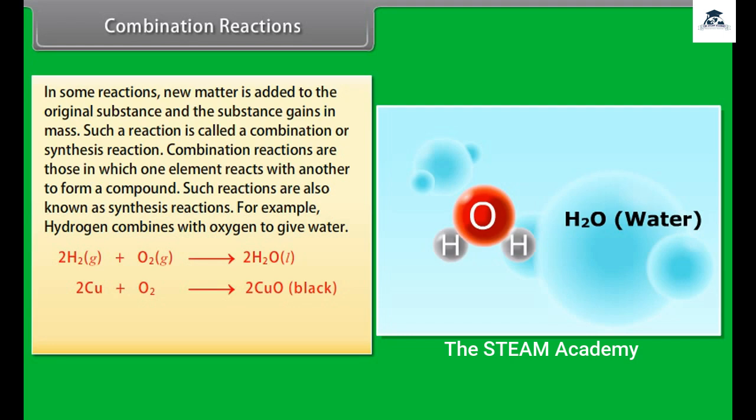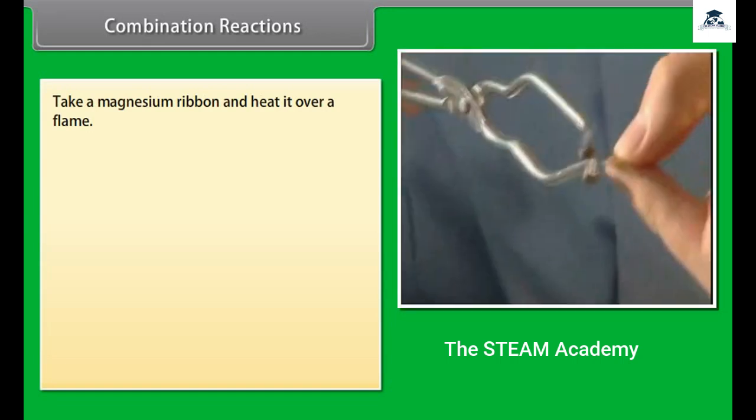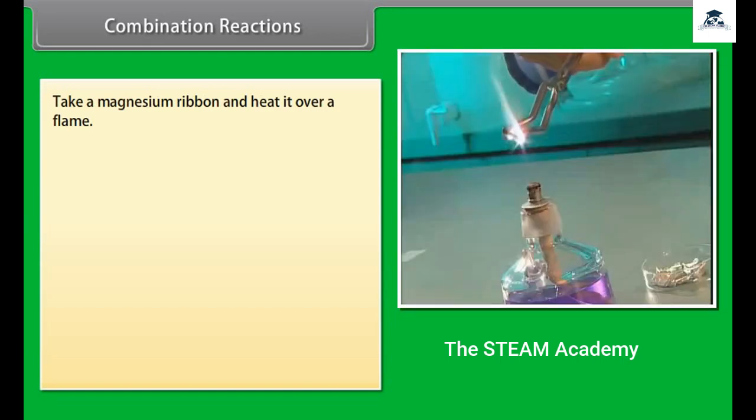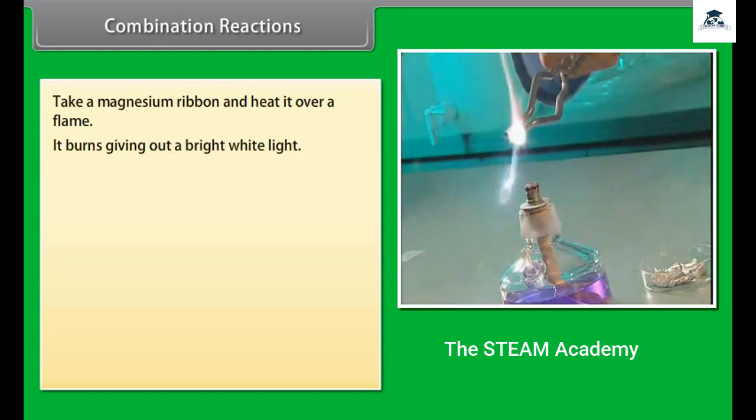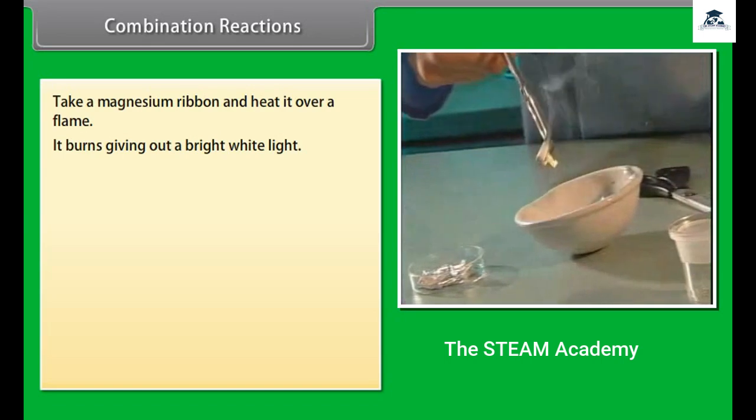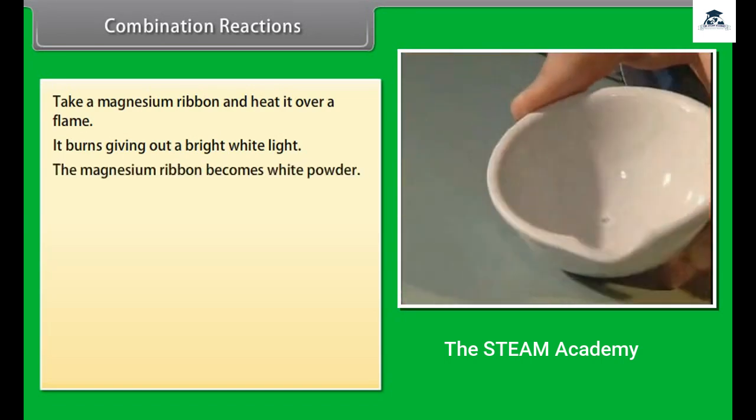2Cu plus O2 gives 2CuO. 4Fe plus 3O2 gives 2Fe2O3, rust. Take a magnesium ribbon and heat it over a flame. It burns, giving out a bright white light. The magnesium ribbon becomes white powder.